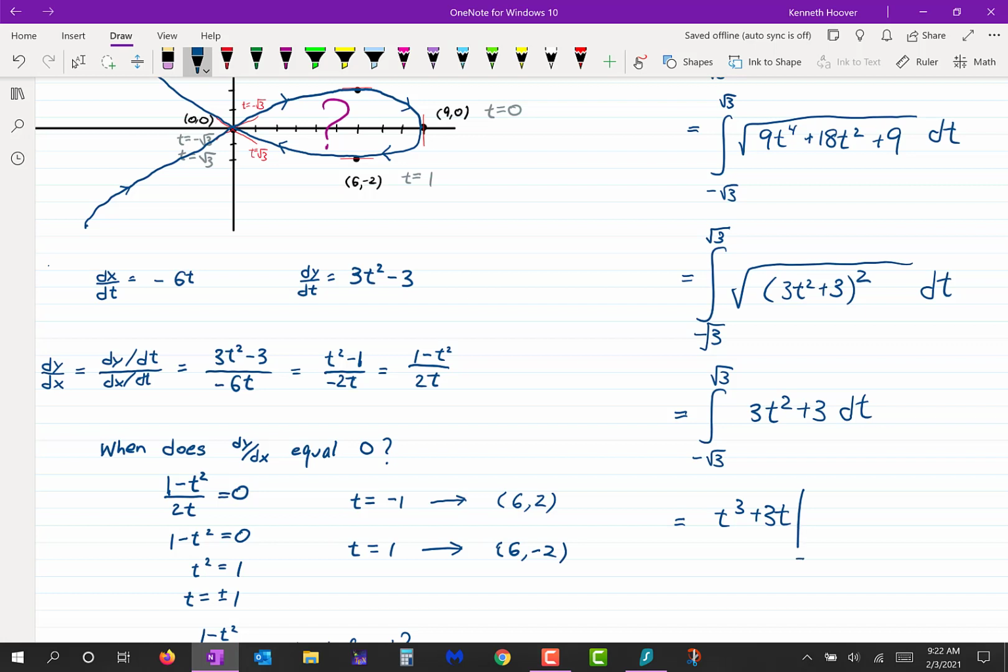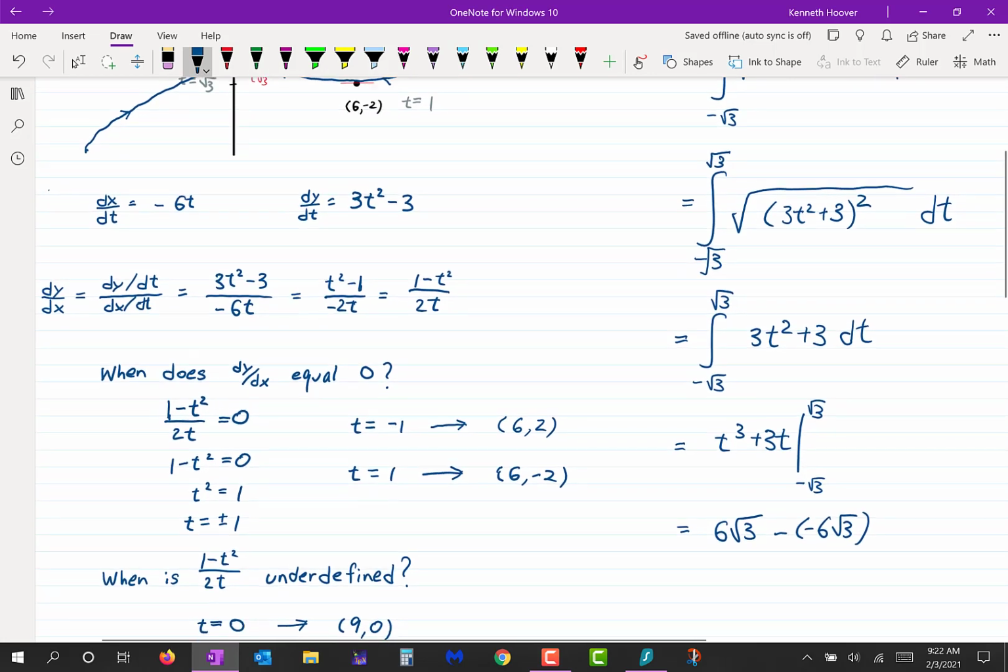T is going from negative root 3 to positive root 3. So we're going to get 6 root 3. Work this out yourself, okay? Don't just take my word for it. Work it out yourself. Plug in the square root of 3. You should get 6 root 3, and then minus, and then we'll get negative 6 root 3. So that's 12 root 3.